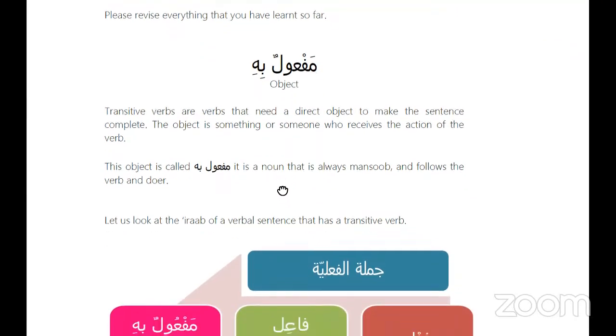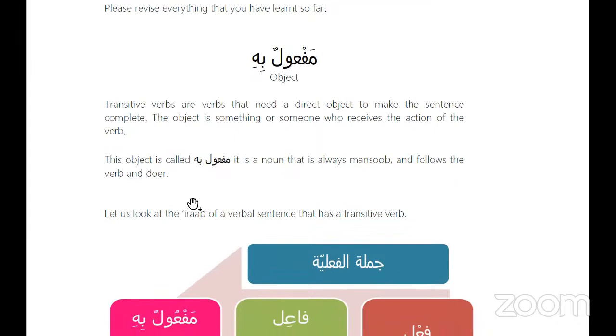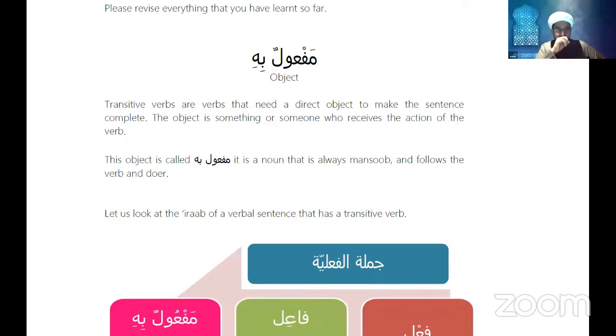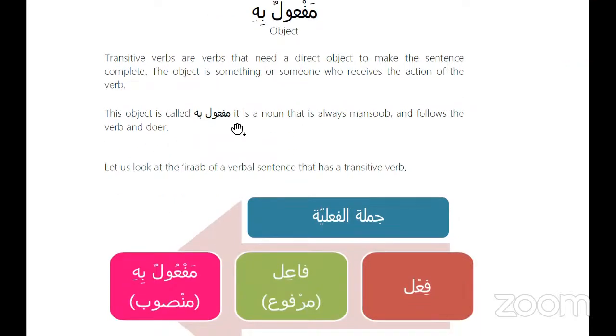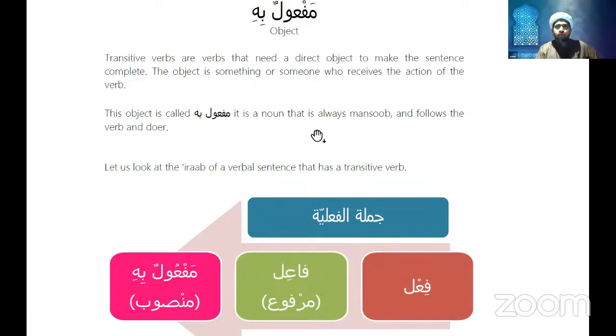Verb is the action, subject is fa'il, and object is maf'ul bihi. Correct. This object is called maf'ul bihi. It is a noun that is always mansoob and follows the verb and doer. Correct. So what does mansoob mean? I'm going to ask this question to our newcomer, Sister Amreen Salihi.